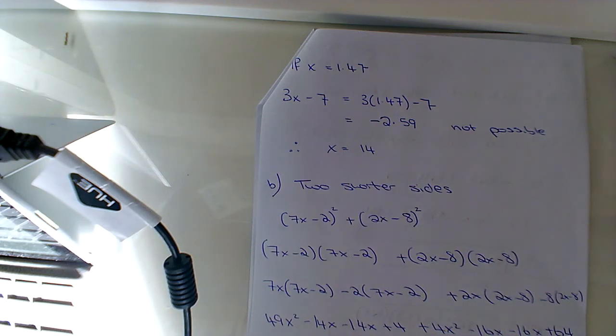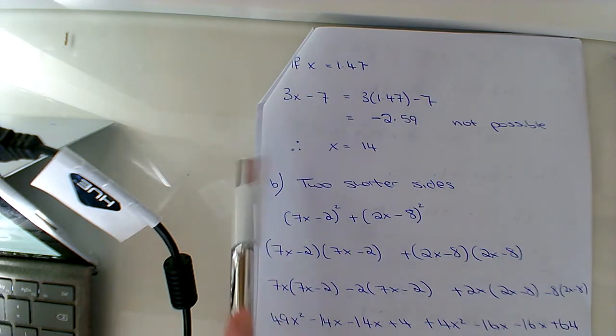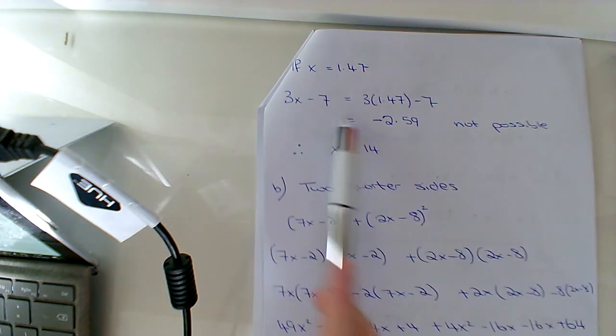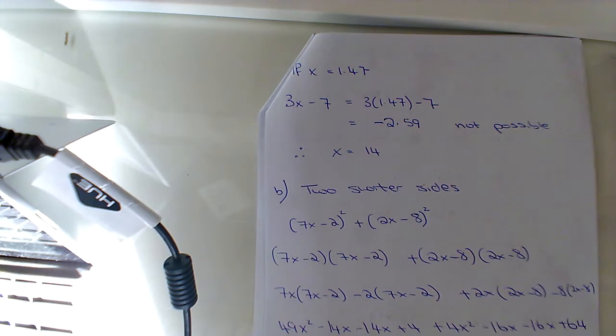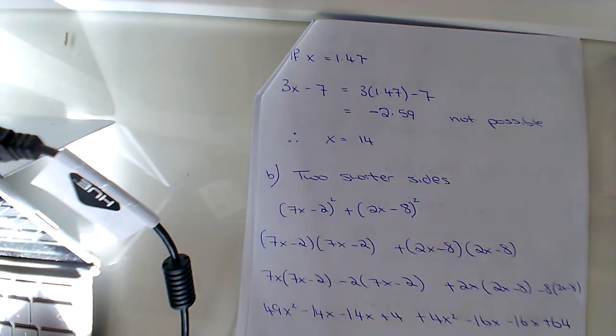I can't accept both of those answers, so I said if x is equal to 1.47, I subbed in for one of my sides, and I had 3x minus 7, so I had 3 bracket 1.47 minus 7, and I got minus 2.59. So that's not possible to have a side of a triangle of that length, so therefore I can only accept x is equal to 14.